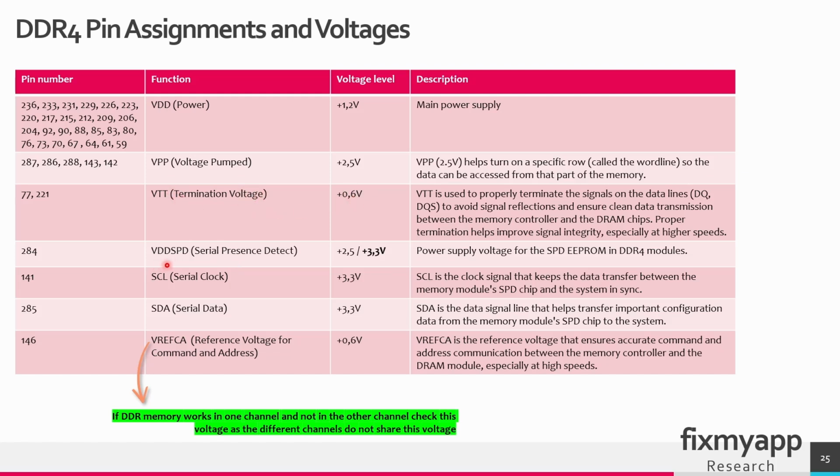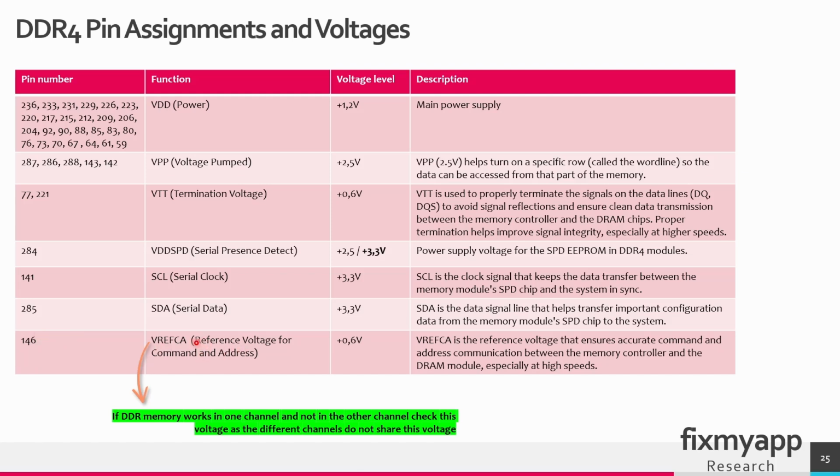Then we have the VDD SPD, also known as the serial presence detect. It has a voltage between 2.5 volt and 3.3 volt, and it is located at pin number 284. So this power supply will deliver power to the EEPROM that is located inside of the DDR4 memory module. On pin 141 and 285 we have the serial communication, so this is the clock signal and this is the data signal. Then we have the VREF-CA, also known as the reference voltage for the command and address. It has a voltage of 0.6 volt and is located at pin number 146.